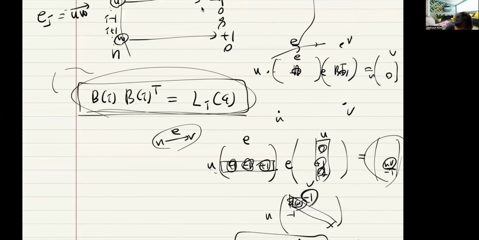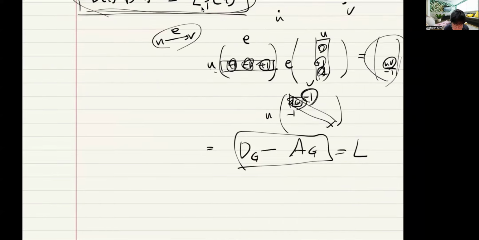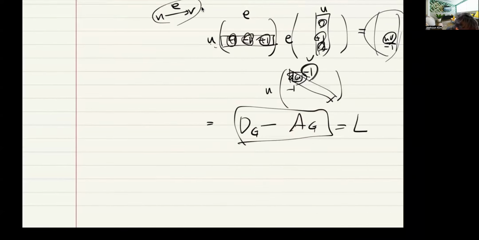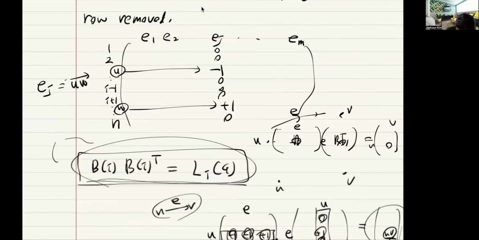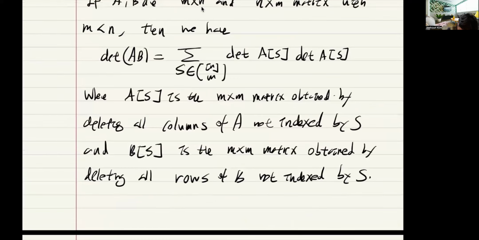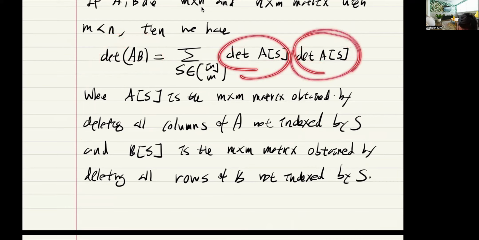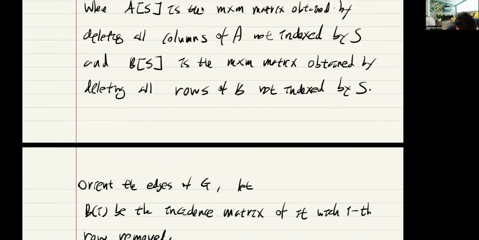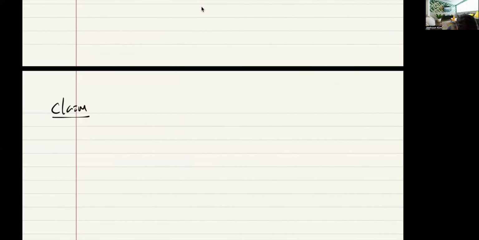And then here, you can do the same thing with the I's row removed, and you get the principal cofactor here. And now, we can claim, what do we know? We have this Cauchy-Binet formula, determinant of this product. You can reduce it with the determinant of this. And then now we can prove that these terms are related to spanning trees.